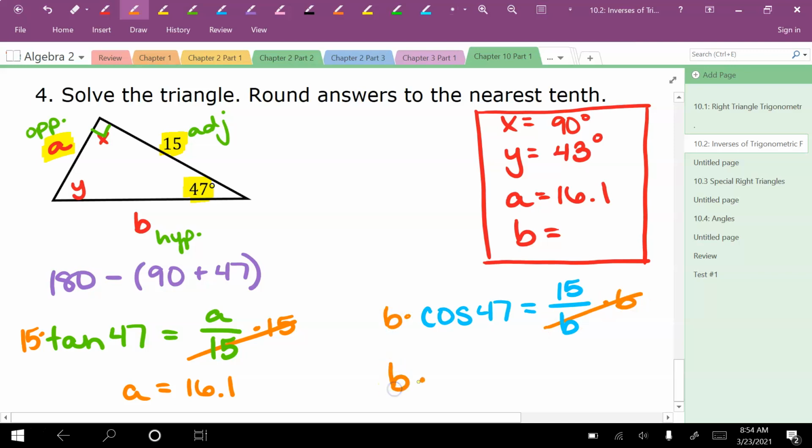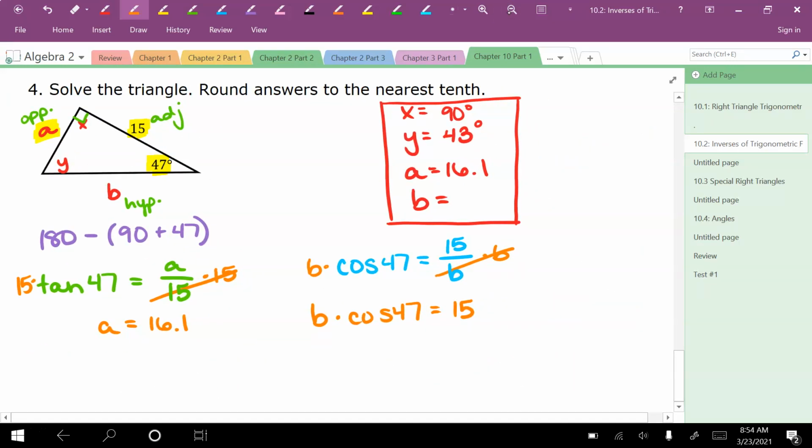because then it would say B times the cosine of 47 equals 15. But I still don't have B by itself. So what I'm going to do is get rid of that cosine of 47 by dividing that whole quantity to the other side. So to help you guys find B, in your calculators, you're going to be taking 15 divided by the cosine of 47.